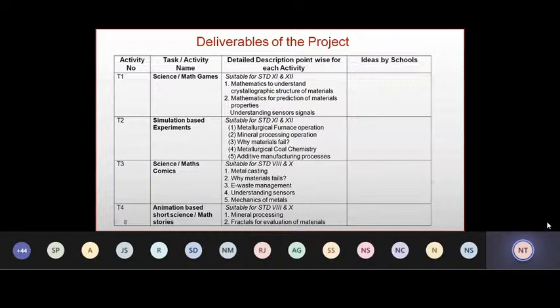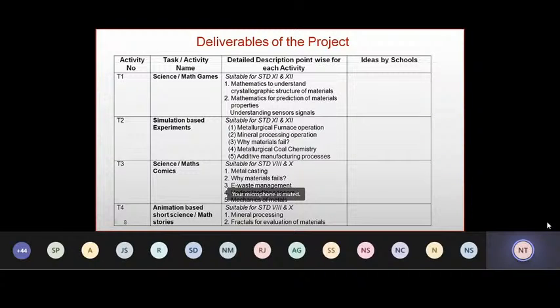We are planning on mathematics for prediction of materials properties and understanding sensor signals. So many things we are planning right now. But definitely, we would like to have ideas from schools as well, school teachers and students. We would like to have them, and we'll see how we can march.